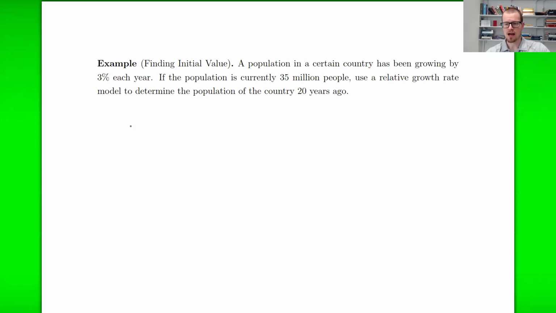A relative growth rate model says that we're looking for the amount after some time t is equal to the initial amount times e to the rt. The relative growth rate is r, and the number of years is t here. So what we know, well, we know a couple of things here. The relative growth rate is 3%, 0.03. So that gives us this value here.